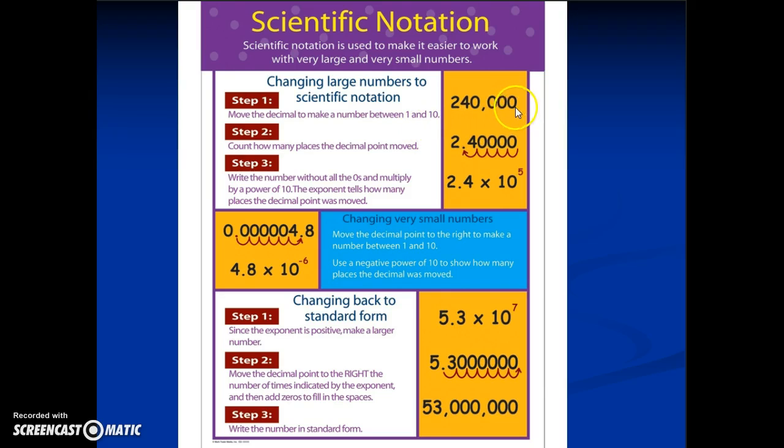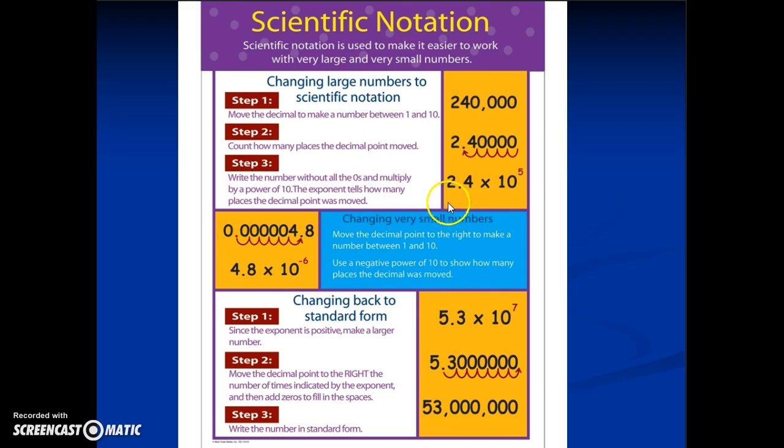Step 2 is to count how many places the decimal point moved. Originally the decimal point was here. Although we don't write it, it's invisible, but on whole numbers it would be here after the last 0. And when you count the number of steps, it winds up being 1, 2, 3, 4, 5. So to move the decimal from where it was actually located to where it's going to be located in the scientific notation coefficient was 5 decimal places.